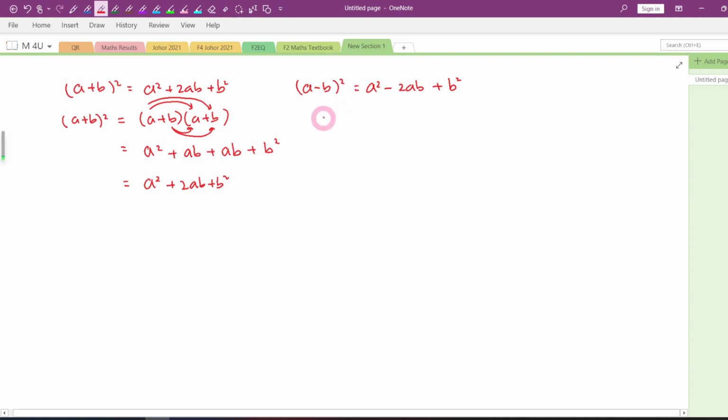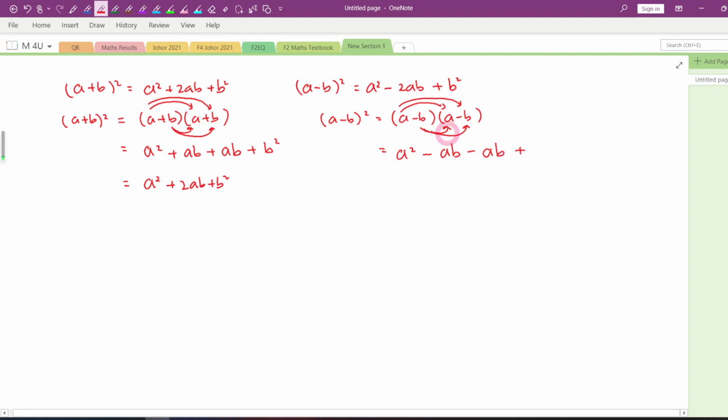Same thing here. (A − B) squared is actually (A − B) times (A − B), right? Let me do the expansion one by one to show you why the formula is like this. This will give us A squared, right? Now be careful, this is negative. Positive, negative, you get negative. So A times B, you get AB. Negative, positive, you get negative. BA is actually the same as AB. Negative, negative, you get positive.